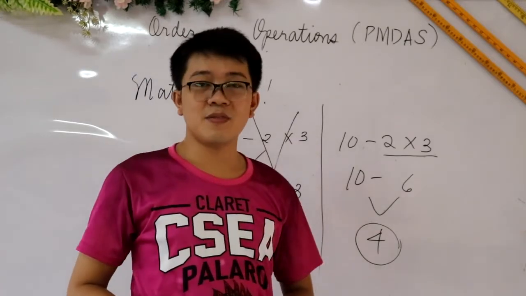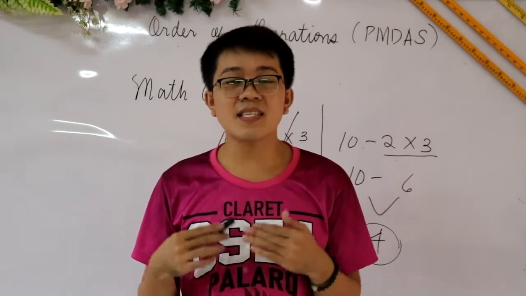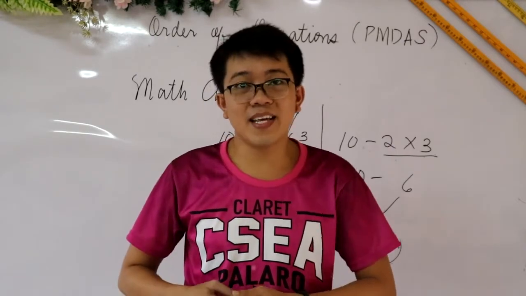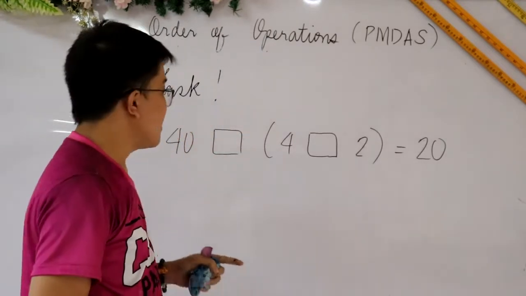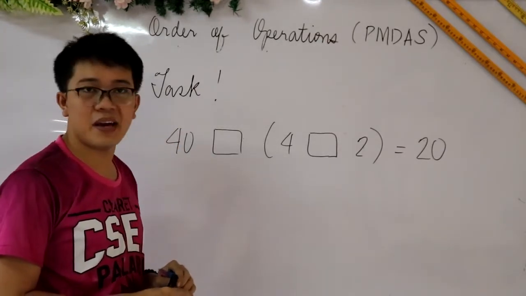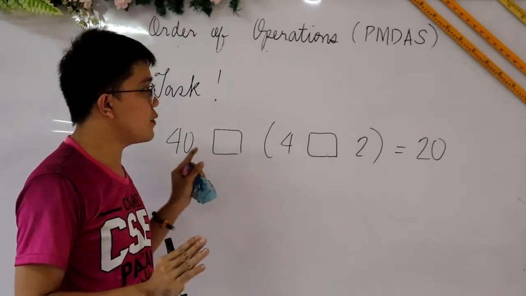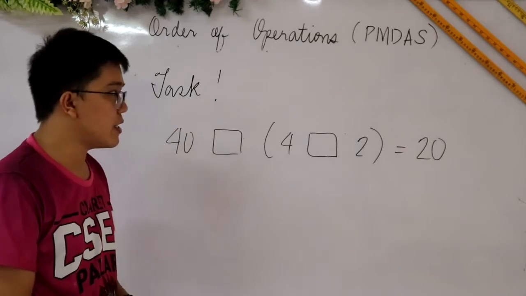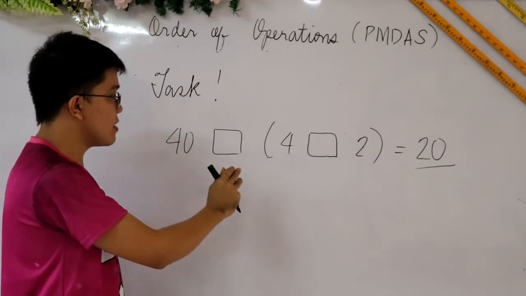Since we're done with this very important question and we answered it already, it's time for us to proceed to the task. This task will be given to you today, but we are going to answer it in the following video. Are you ready? I want you to drop all your answers in the comment section. The task is, you're going to find the missing operations. There are different kinds of operations: subtraction, multiplication, addition, and division. You have to fill in the correct operation, making sure that this equation will give us 20. So what do you think are the missing operations?